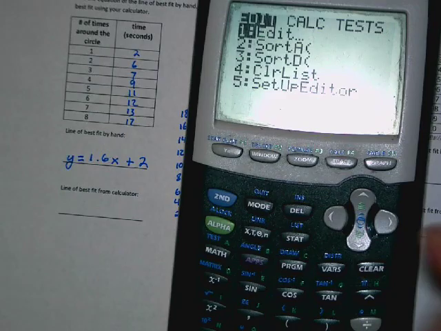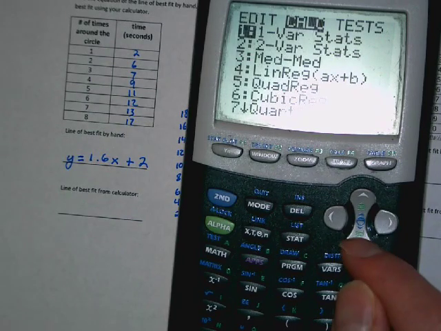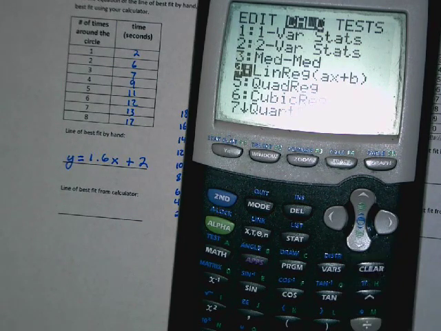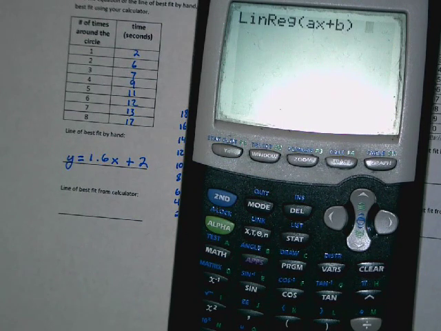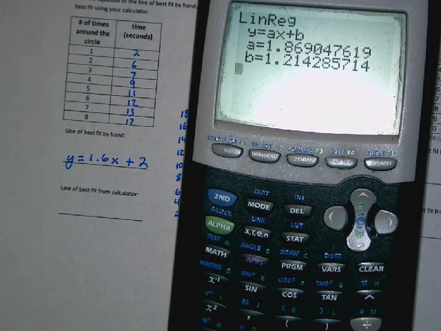and then use the right arrow and go over to this Calculate menu. Go over to Calculate and down to Option 4, Linear Regression. So we just hit Enter, and once that pops up on the home screen, you have to enter one more time. And it is going to give us the equation. We're going to round to 2 decimal places.